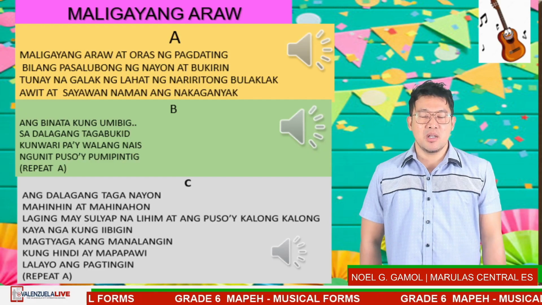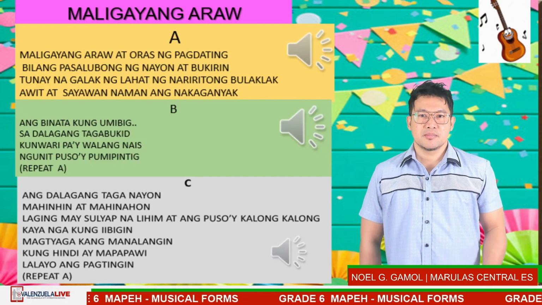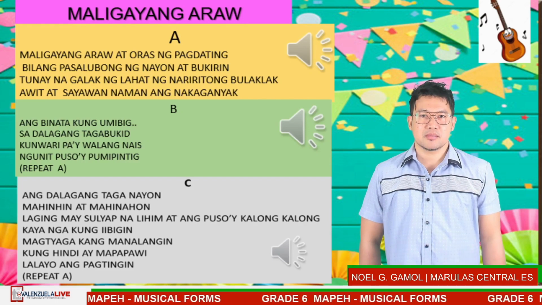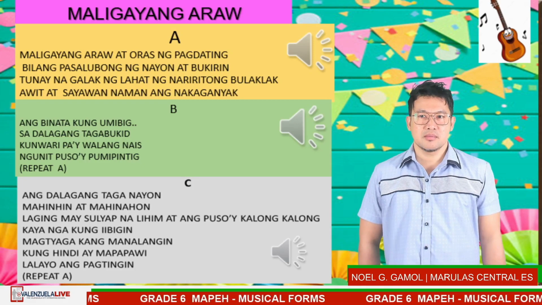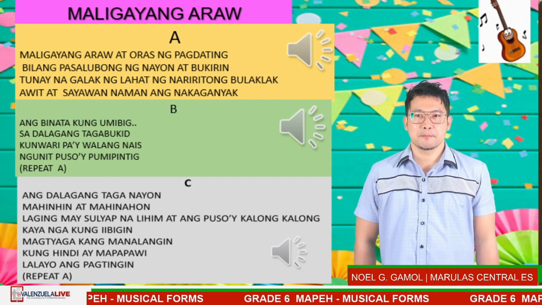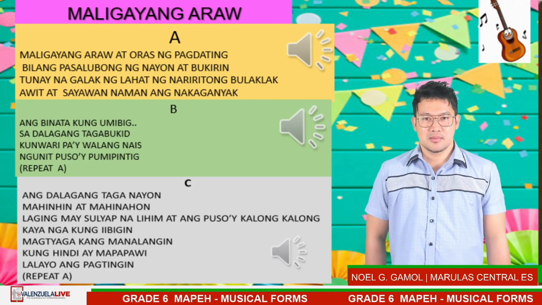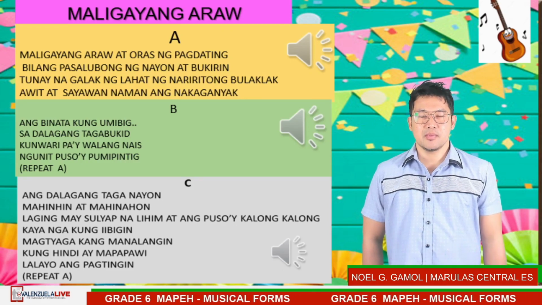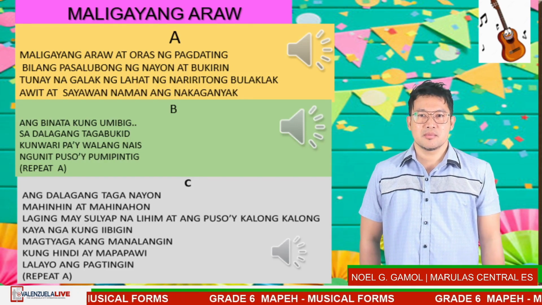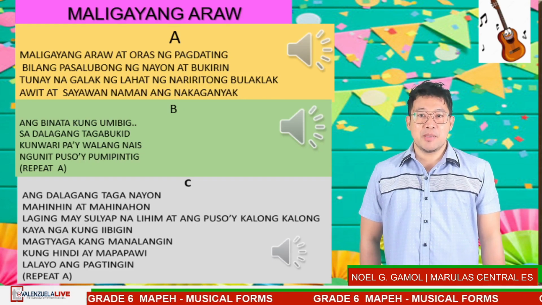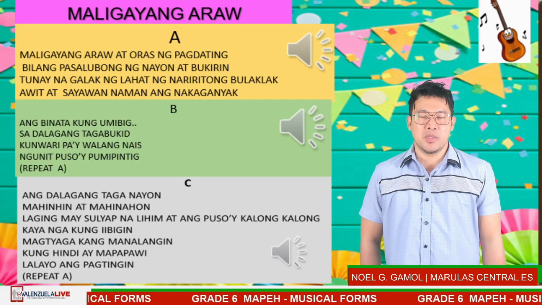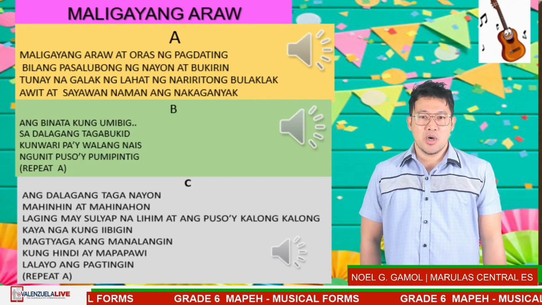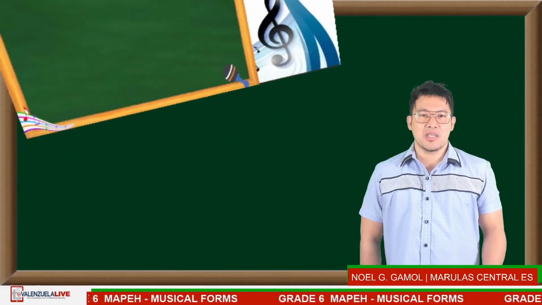Therefore, we can say that notice that the next part is a contrast from the previous, and we can identify this is another episode in between part A. Therefore, this is our part C. The last part is the repetition of part A. So, we can mark it as part A. Maligayang Araw is a rondo form of music.